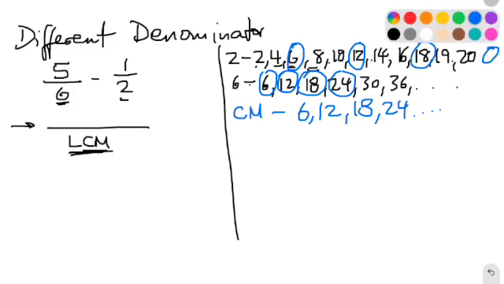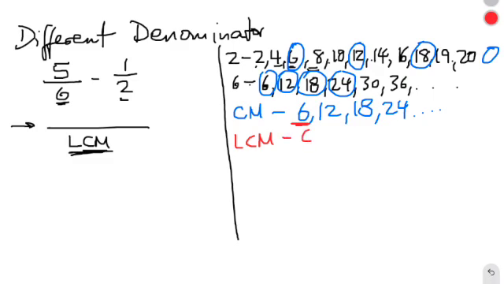But in this instance, we only care about the least common multiple. The least common multiple in this instance would be the 6. So now since we found the least common multiple, we want to take that 6 and use it as our new denominator.